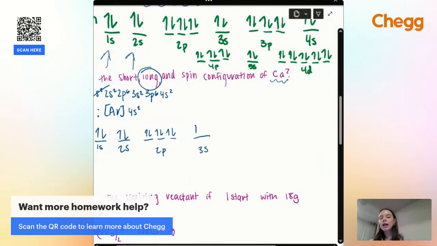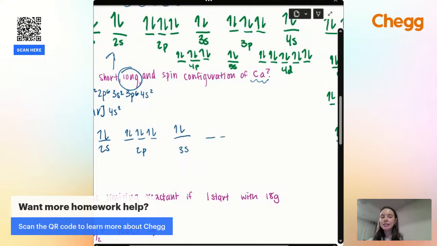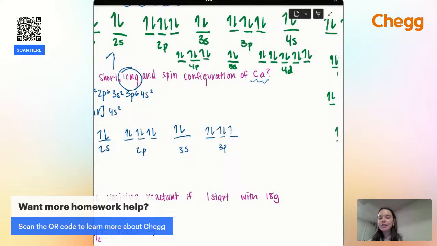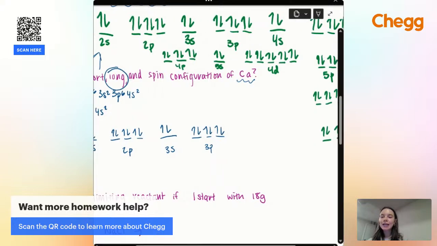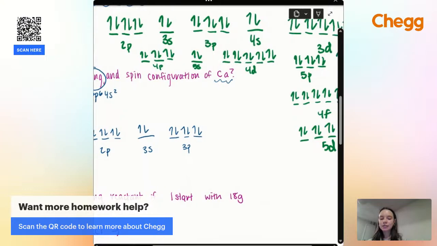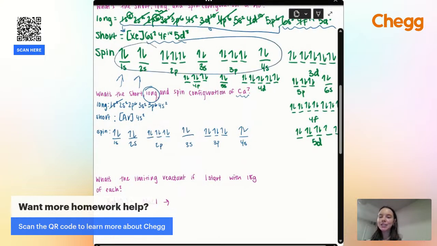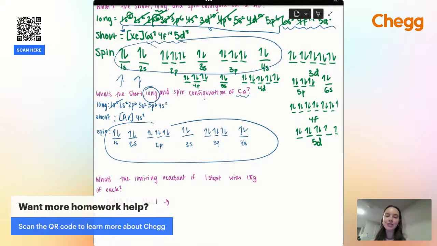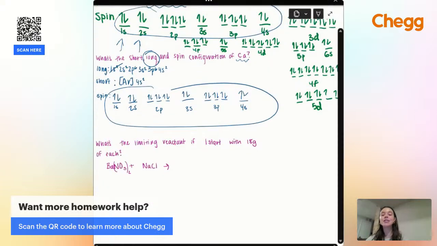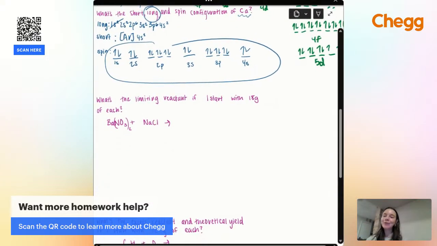3s, up and down spin, 3p6, up, up, up, down, down, down, and then 4s. All right, and just like we see up here, this matches exactly. So that's why I had y'all do that super long one, because you basically just solved every electron configuration ever, if you think about it that way.